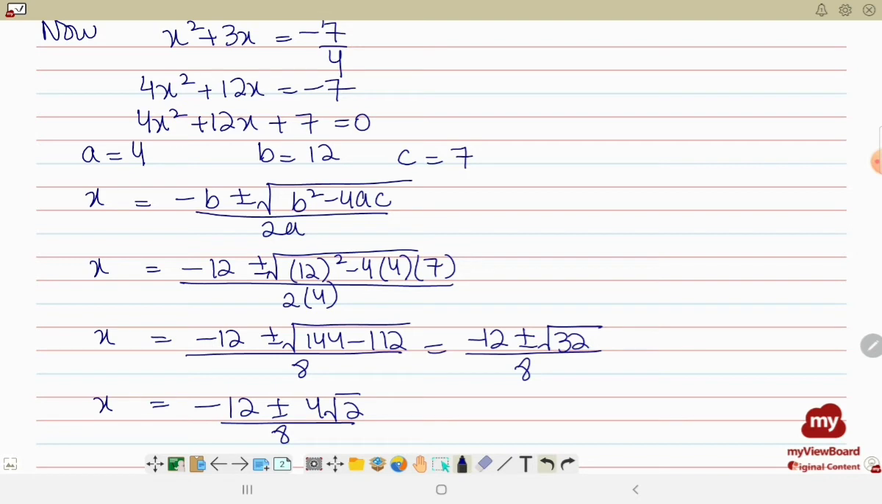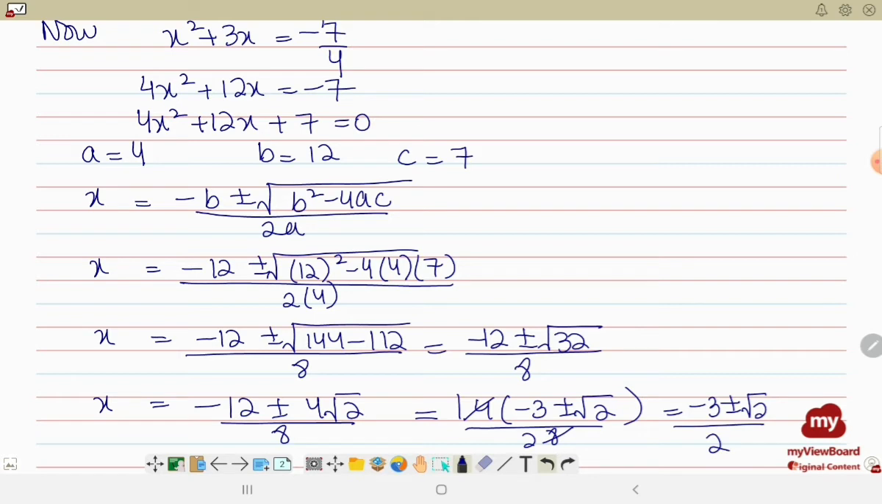We can take 4 as a common factor. So here it will become 4 times minus 3 plus minus root 2, divided by 8. So we can cancel it. So we are going to have minus 3 plus minus under root 2 divided by 2.